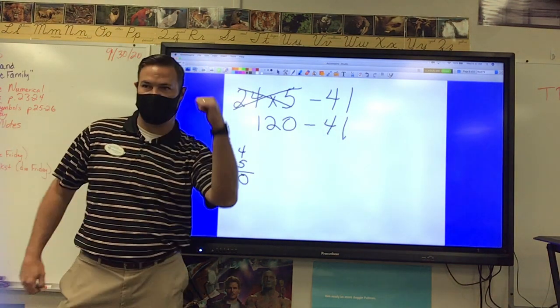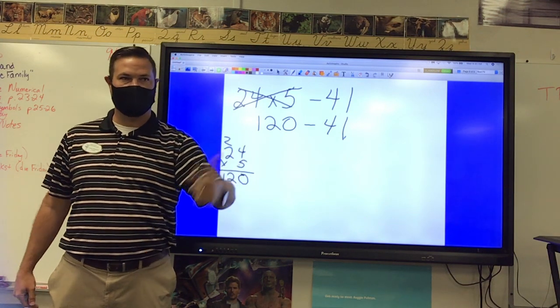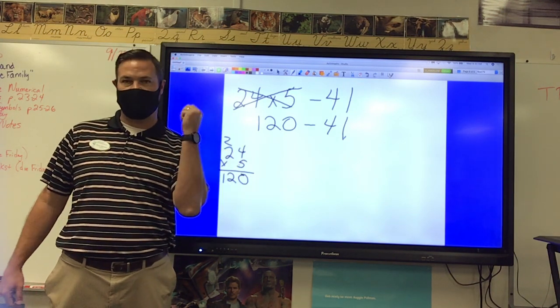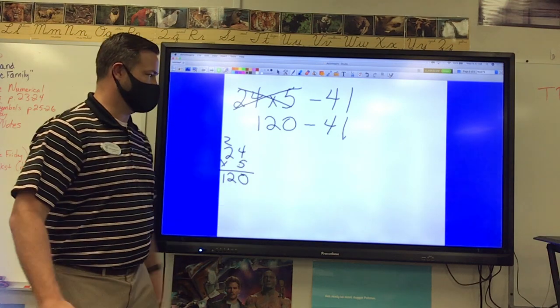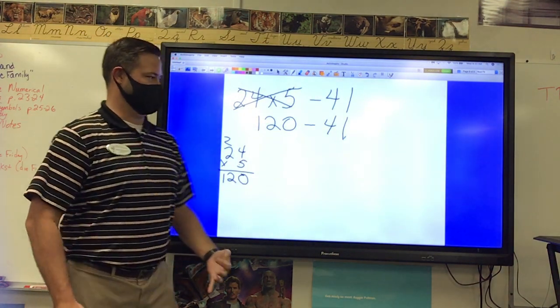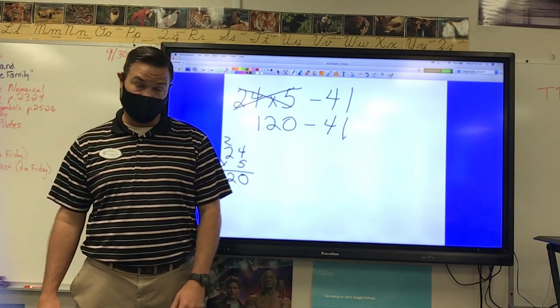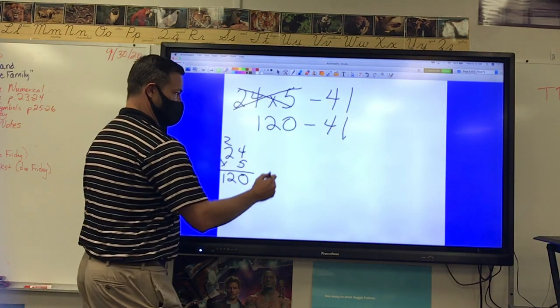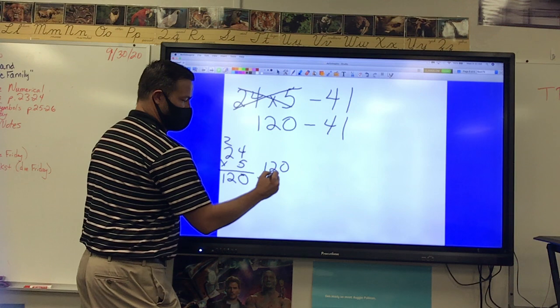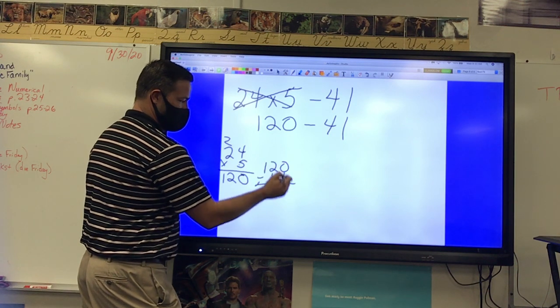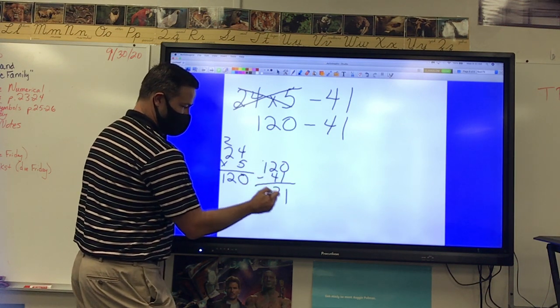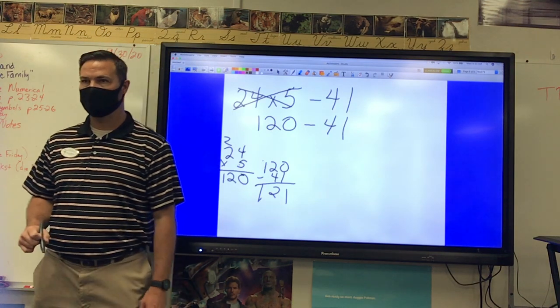Do I have any parentheses? No. Do I have any exponents? Do I have any multiplying or dividing? Do I have any adding or subtracting? Yes. There it is. 120 minus 41 is, what do you need to do? Do it off to the side, right? 120 minus 41 is 121. You can't do that.